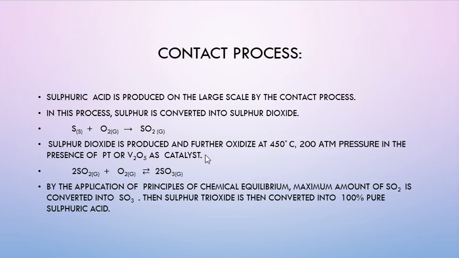If we are constantly removing the sulfur trioxide produced after every interval of time, the reaction is going to proceed in the forward direction as the concentration of product is decreasing because we are removing it at regular intervals. Then more of the reactants, that is sulfur dioxide and oxygen, are going to combine and produce sulfur trioxide. And how is this sulfur trioxide converted to sulfuric acid? This sulfur trioxide is reacted with water to produce sulfuric acid, which is very important in different fields.